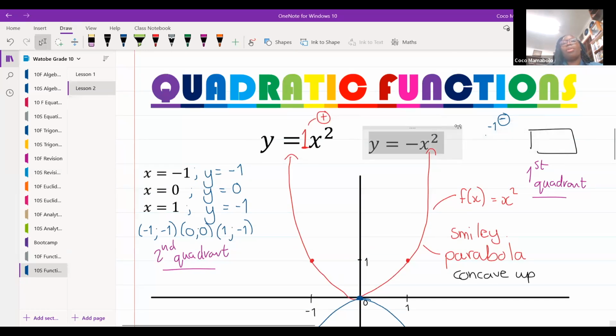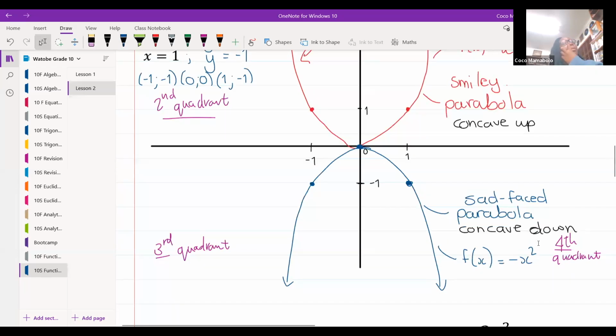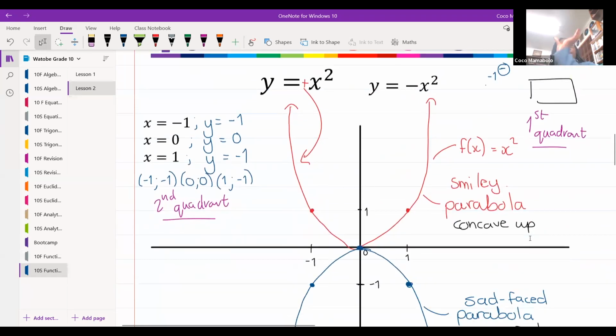Okay, cool. All right, I want you to compare these two graphs that we've got here. You notice how over here I've got y equals x squared, and over here I've got y equals negative x squared. We know that this one is positive. Yes, it's positive. So the positive one is the smiley one that we're looking at over there. Now the negative one, which way do you think the negative one is going to look? Yes, the sad-faced one. Good. So we're just comparing the positive facing one and the negative facing one.